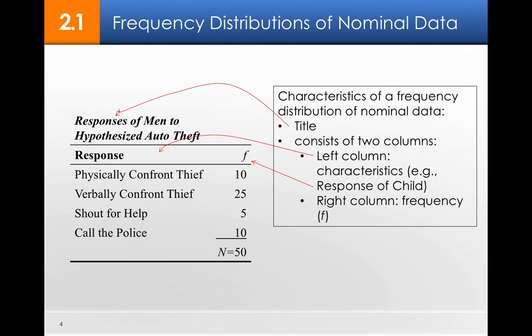You might notice at the bottom, right here, we see that N equals 50. N is the number of people in our sample, right? 50 people answered these questions. So we could use this information and see what's the most common response, what's the least common response. And remember that this is nominal level data because there's no order to this data.